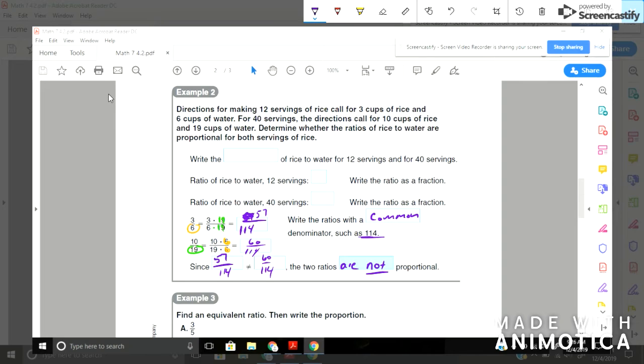And you might have been able to tell that right away, because for 12 servings, it was 3 to 6. Well, 3 is half of 6. So if this second one were to be proportionate, 10 to 19, 10 is not half of 19, 10 is half of 20. So if it were 10 over 20, then you could say, well, yeah, because 10 is half of 20 and 3 is half of 6. These would both simplify to a half. So that would work. But since it's 10/19, it's close, but they are not proportional.